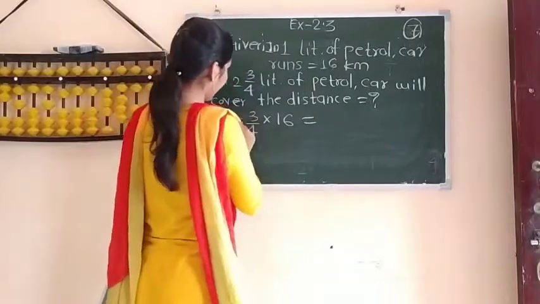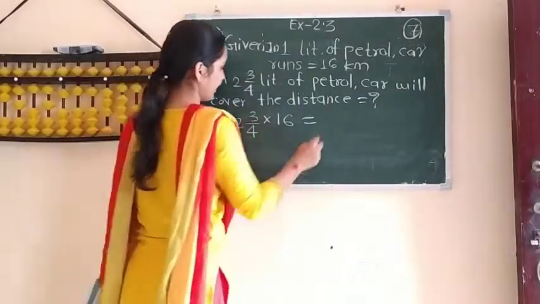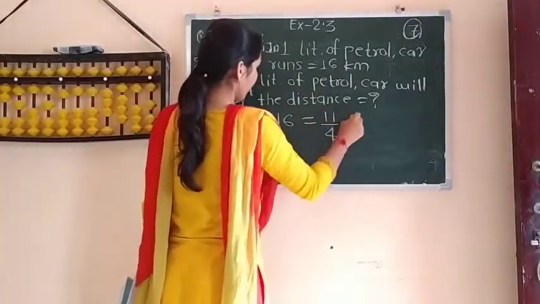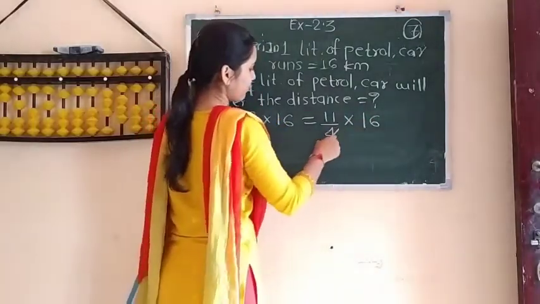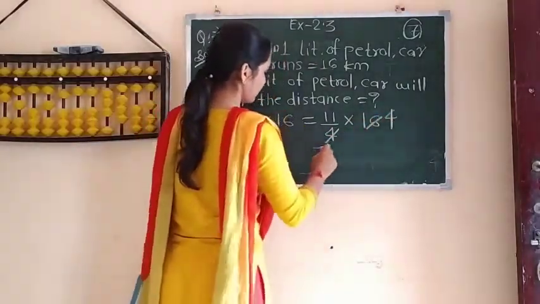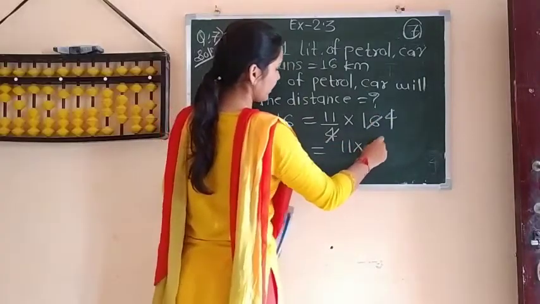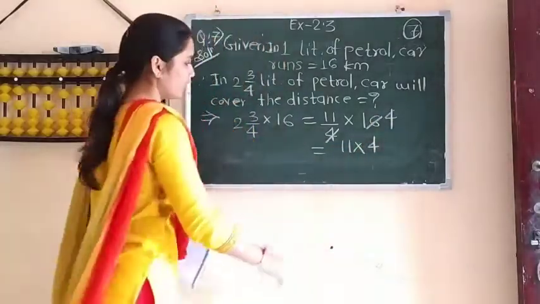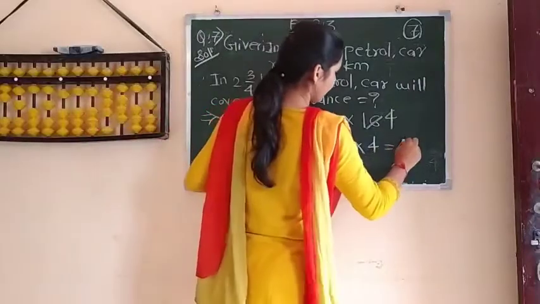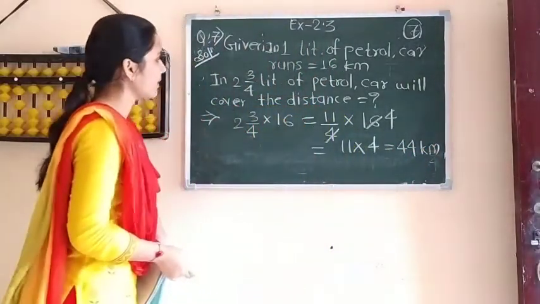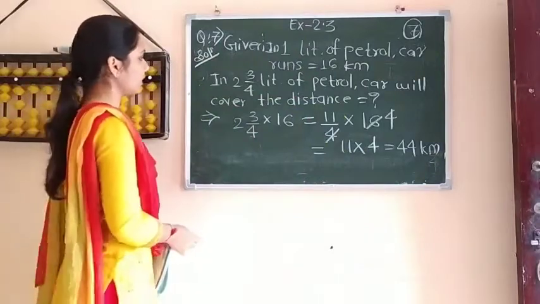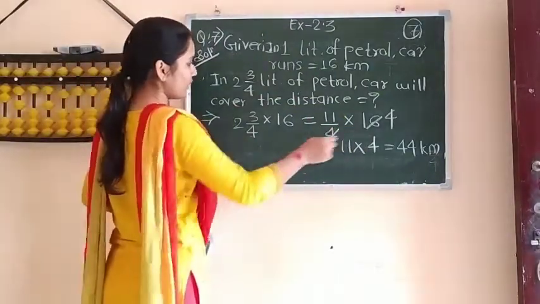4 2s are 8, 8 plus 3 is 11 upon 4, multiplied by 16. Divide the 16 by 4. 4 4s are 16. So what is remaining here? 11 multiplied by 4. So what is the answer? 44. So how much distance will it cover in 2 3/4 liters of petrol? 44 kilometer.